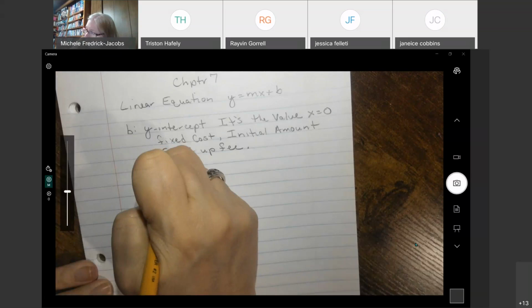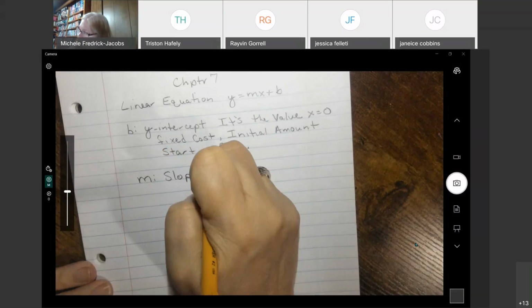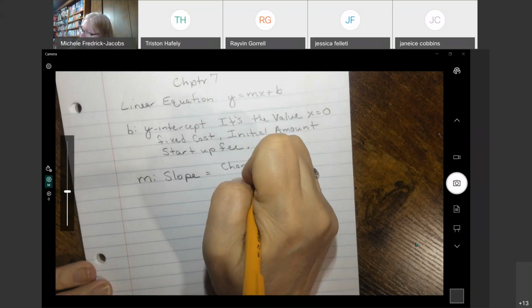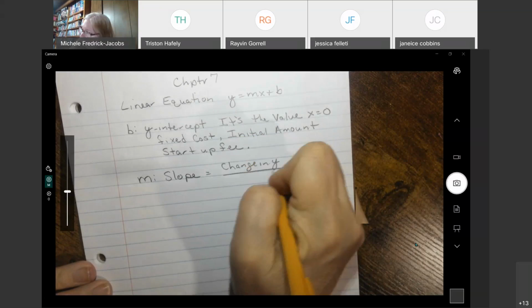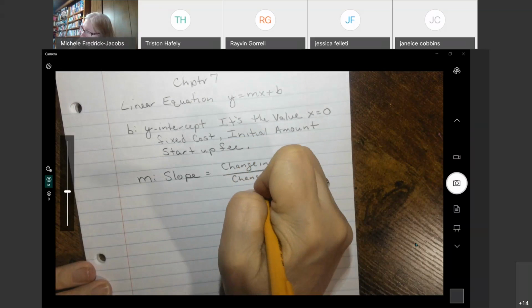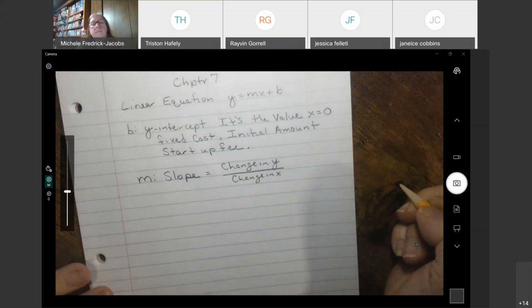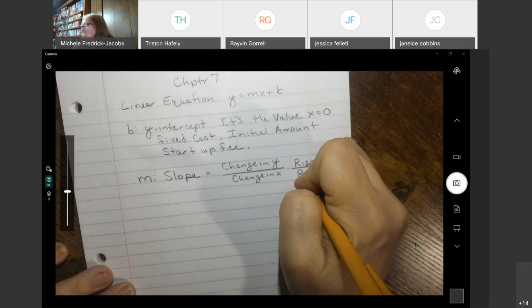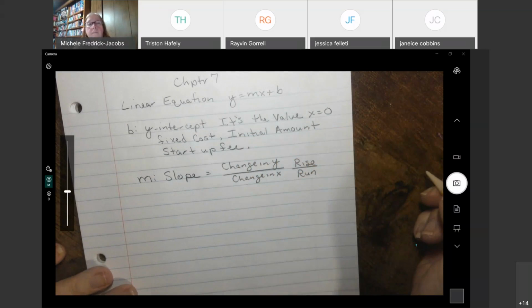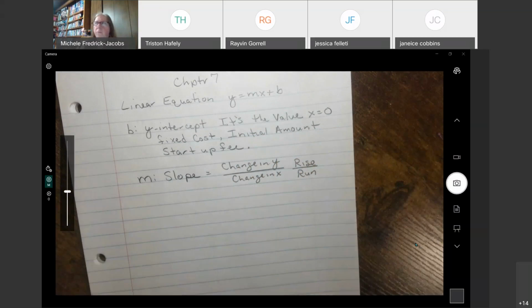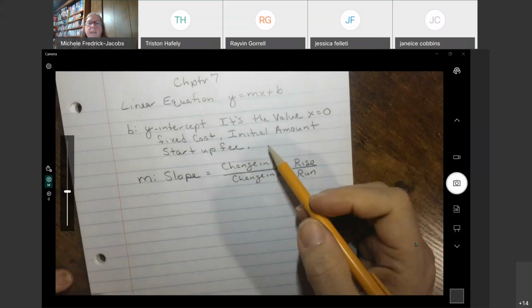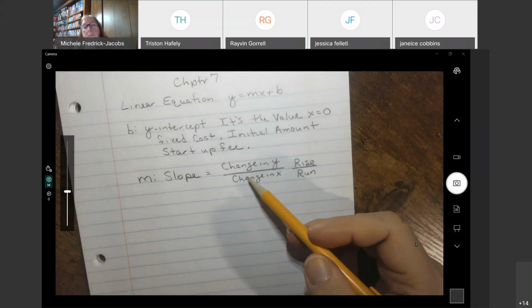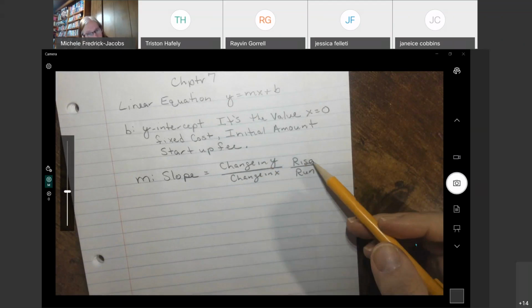m is the slope. It's the change in y over the change in x. They also call it rise over run. For the most part, I don't think we'll be graphing any by hand, but we'll need to explain them. So we'll use this more than rise over run.